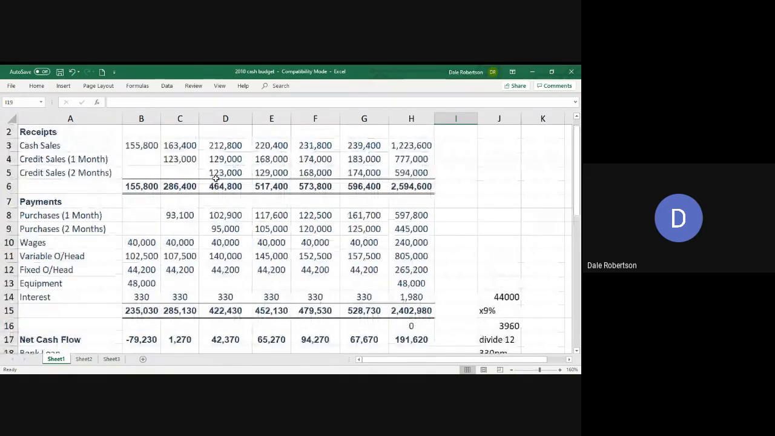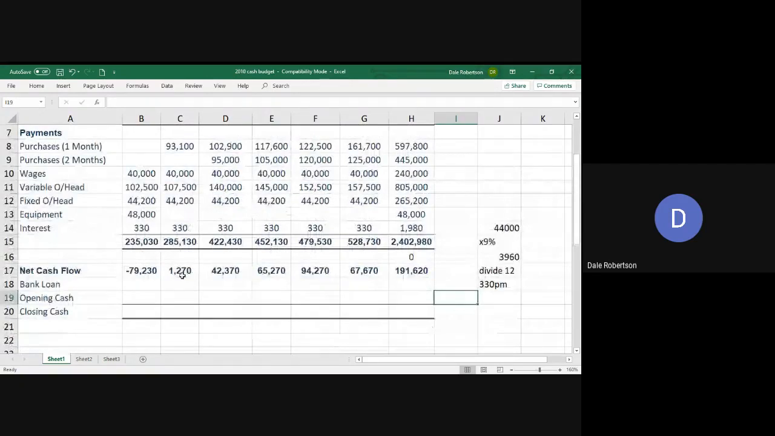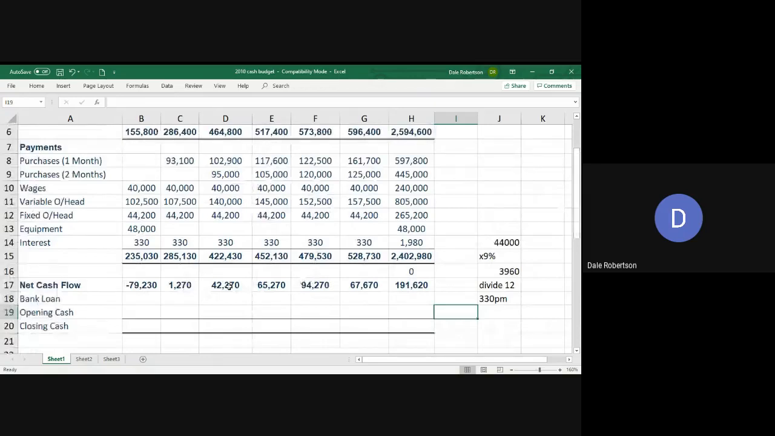The net cash situation improves month on month to a positive 1,270, a positive 42,000, a positive 65, a positive 94,270, all the way up to here. We know how to do that. Now, here's one new part of this question. There was no opening cash because they had completely set up, but they did borrow money in July, and that goes in here as their bank loan. The opening cash is 0. We weren't told about that. So that means that their closing cash is actually minus 35,230. And then you bring that up here, and that's minus 35,230.